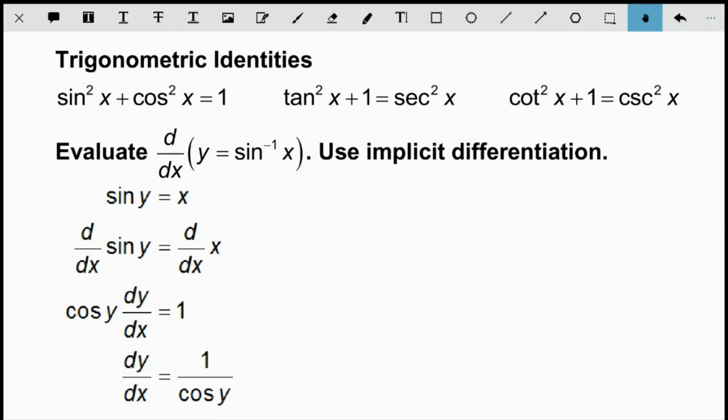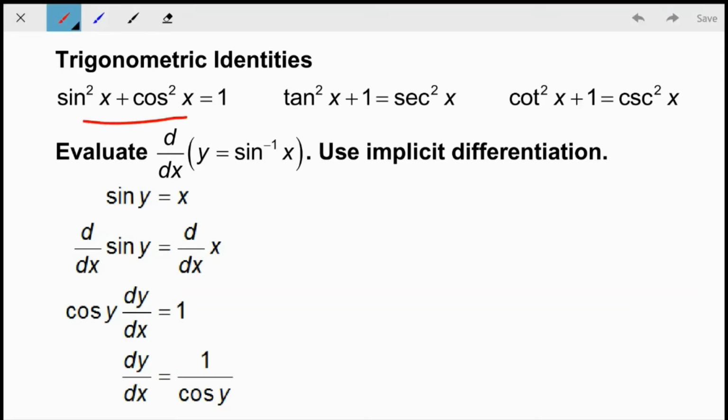So don't forget our Pythagorean identities. I don't memorize all three of these. This is the only one I know off the top of my head: sine squared plus cosine squared is 1. If I ever need the other two trig identities, all I do is divide by whatever I need to divide by to get it in that form.